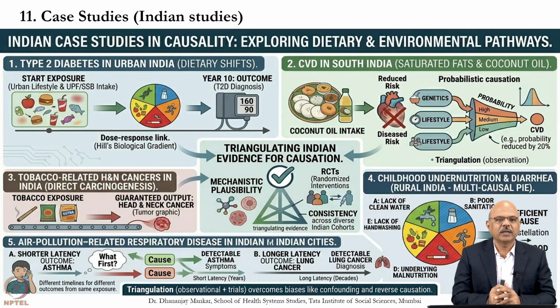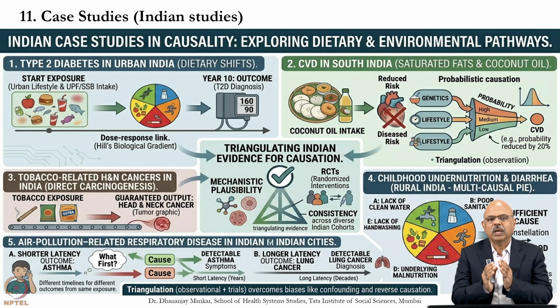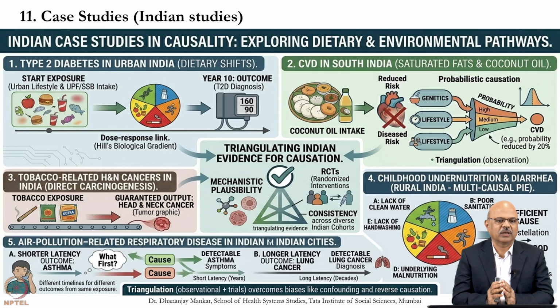Indian case study in causality, exploring diet and environmental pathways. Type 2 diabetes in urban India: you can see the starting exposure of the urban lifestyle, with a shift in the food being consumed, and over 10 years the outcome is that type 2 diabetes is increasing. This is also Hill's biological gradient. Then CVD in South India, saturated fats and coconut oil, reduce risk.